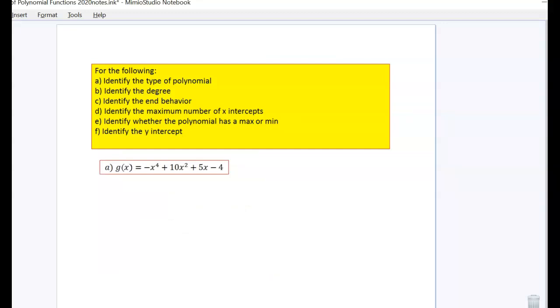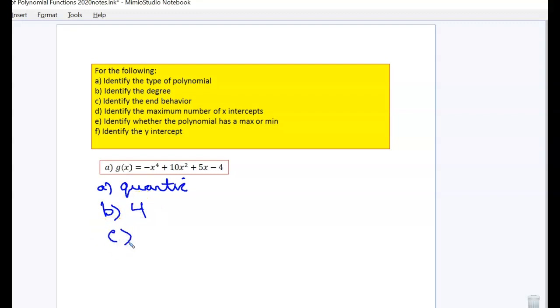All right. In this polynomial, we want to identify the type of polynomial. Okay, identify the degree, the end behavior, the maximum number of x-intercepts, whether it has a max or a min, and identify the y-intercept. Okay, all right, so first of all, this is a quartic. So for part A, it's a quartic or a degree 4. So the degree is 4.